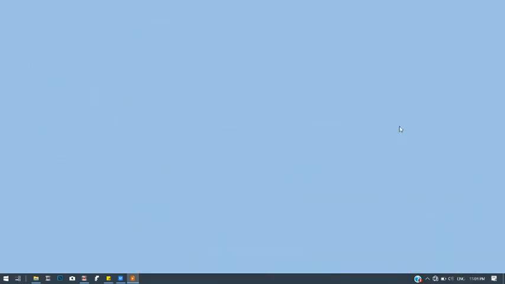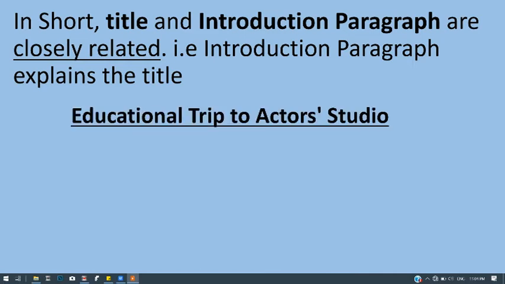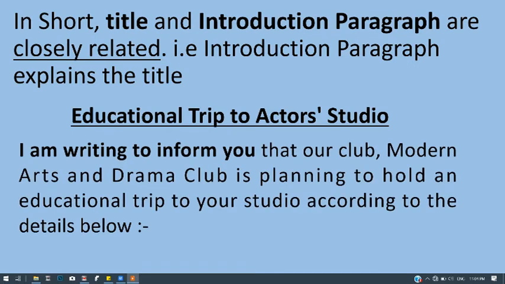Okay, next. In short, title and introduction paragraph are closely related. That is, the introduction paragraph explains the title. For example, the title is Educational Trip to Actor Studio. And then the introduction paragraph is: I am writing to inform you that our club, Modern Arts and Drama Club, is planning to hold an educational trip to your studio according to the details below. You can see here that the title and the introduction paragraph are closely related.